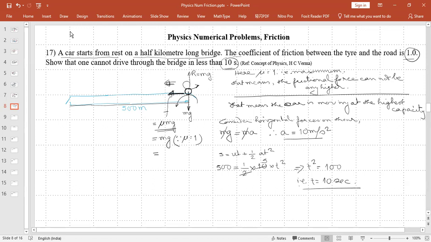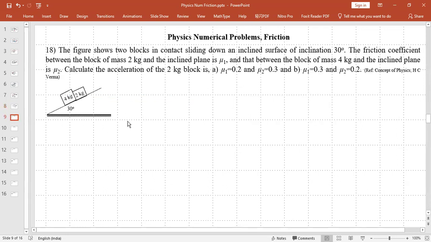So it is proven that the car is already moving at the maximum speed. So the minimum time is 10 seconds. That means the car cannot drive through the bridge in less than 10 seconds. Fine? Then you go to the next problem.